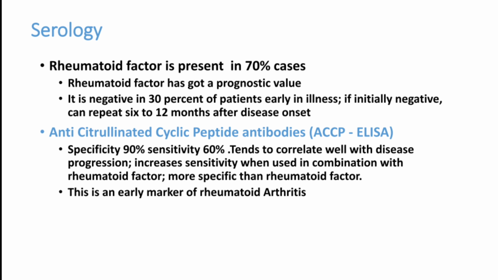And anti-CCP is another important antibody. Specificity is 90%, sensitivity is 60%. So that is more specific than rheumatoid factor. If we have a patient who is having rheumatoid arthritis and rheumatoid factor is negative, we can go for anti-cyclic citrullinated peptide antibodies. If that is positive, then the diagnosis is confirmed. In some patients rheumatoid factor may be negative and their anti-CCP can be positive.